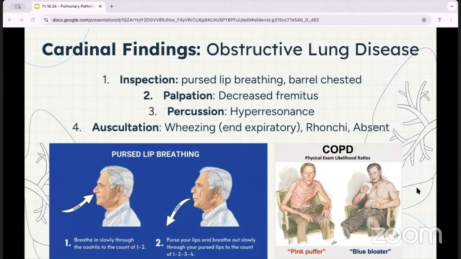So these findings can really help you differentiate between lung conditions and decide on the best course of action. For example, hyperresonance and wheezing might suggest asthma, while a barrel chest and absent breath sounds could point to advanced COPD. And see here in the pink puffer picture, this patient is tripoding, right? To use their accessory muscles to help them breathe out.